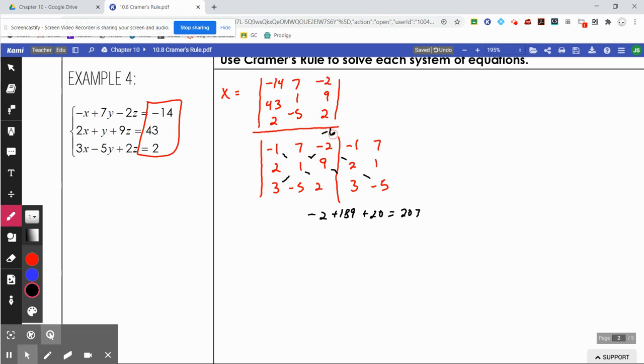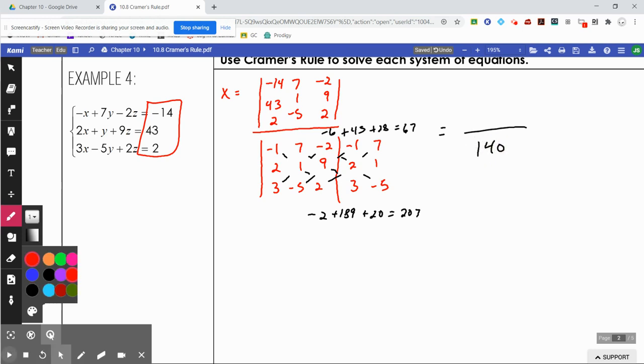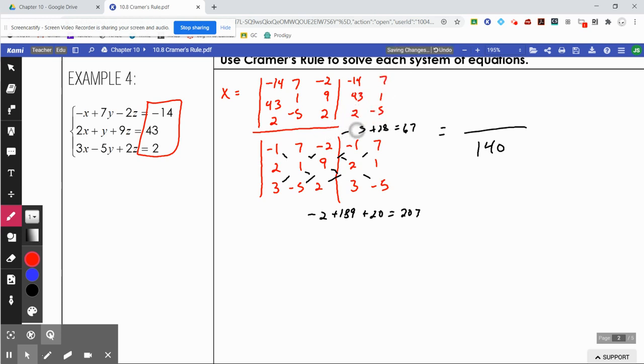Multiply these 3 gives me negative 6. Multiply these 3 gives me a positive 45. And these 3 give me a positive 28. 45, 28 is 73 minus 6 is 67. So down minus up, 207 minus 67 is equal to 140. We then do the exact same thing for the top. Recopy the first 2, negative 14, 43, and 2, 7, 1, and negative 5, and follow the exact same procedure.